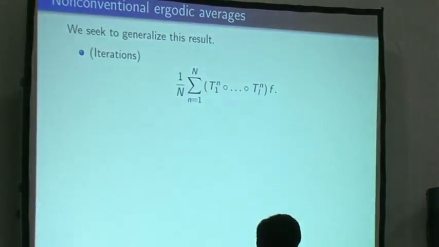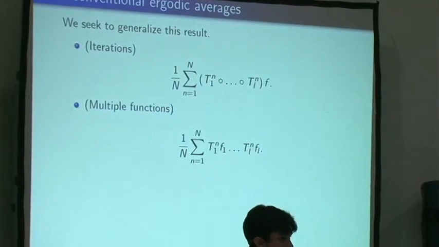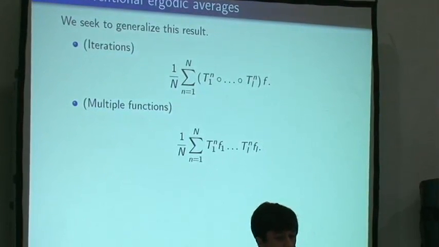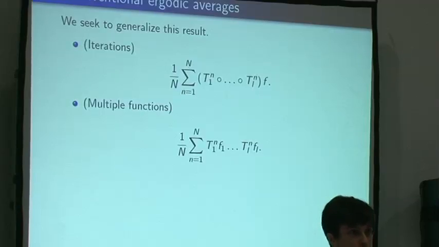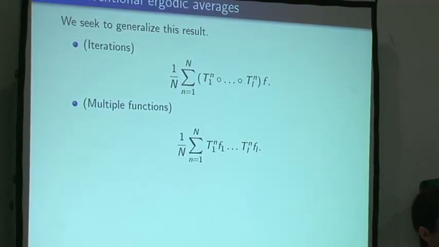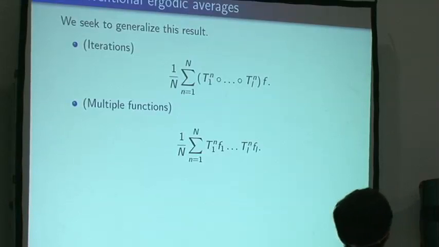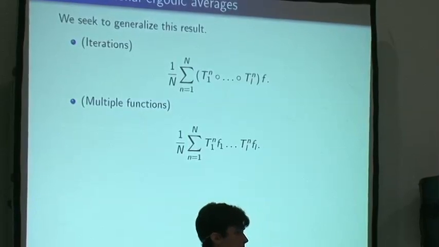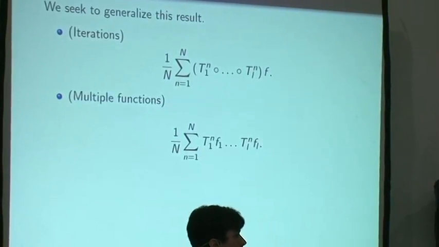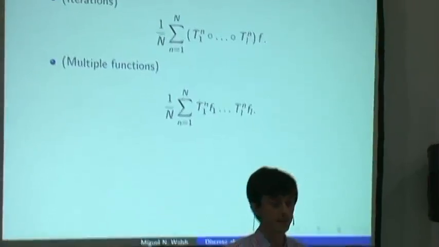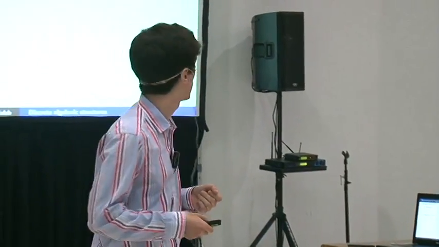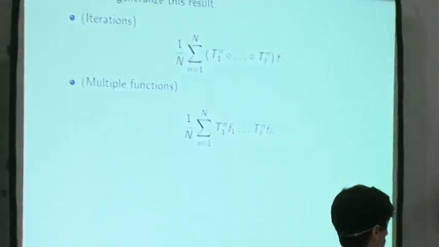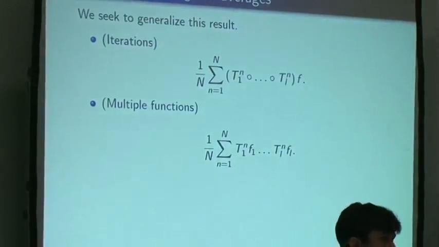Much more interesting, I think, is when you have multiple functions. So you have several functions, and you also have several transformations. And each function, you take it along the orbit of the corresponding transformation. Why I think this is much more interesting is because what you're talking about here is correlation between functions. A lot of problems in combinatorics and number theory can be reformulated as questions about correlations between interesting functions. So here you want to understand how these things correlate along different orbits.